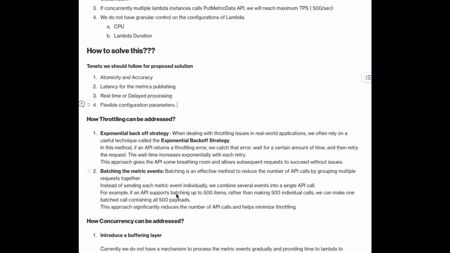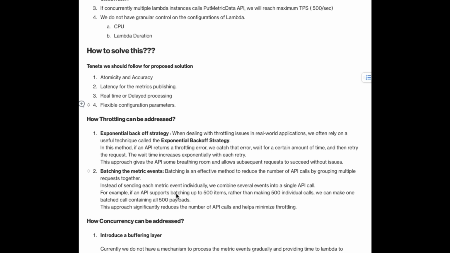So that strategy can be helpful for us in terms of throttling as well. Whenever a client faces a throttling issue from the service, it can back off for a certain amount of time and then retry the request after some time.